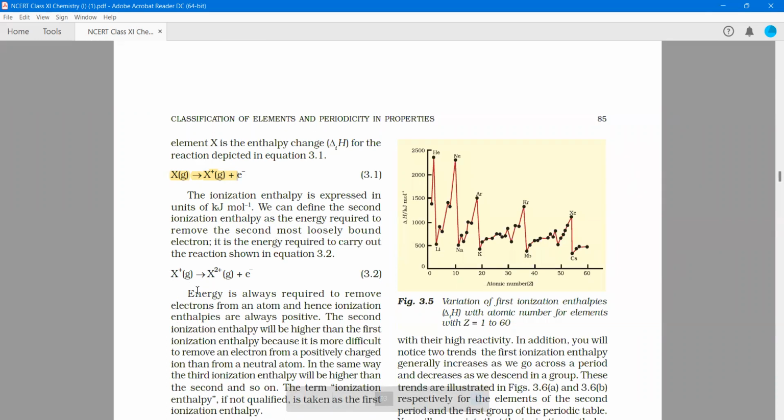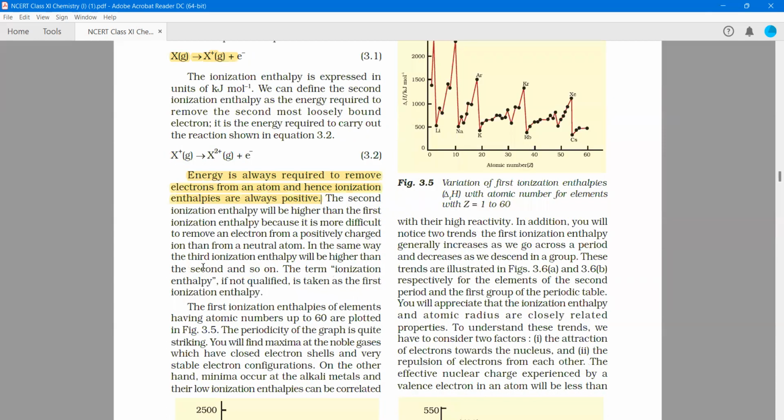Energy is always required to remove an electron from an atom, and hence ionization enthalpies are always positive. This is very basic. And also, the second ionization enthalpy will be higher than the first because it is more difficult to remove an electron from a positively charged ion than from the neutral atom, as I already told. In the same way, the third ionization enthalpy will be greater than that of the second, and so on.